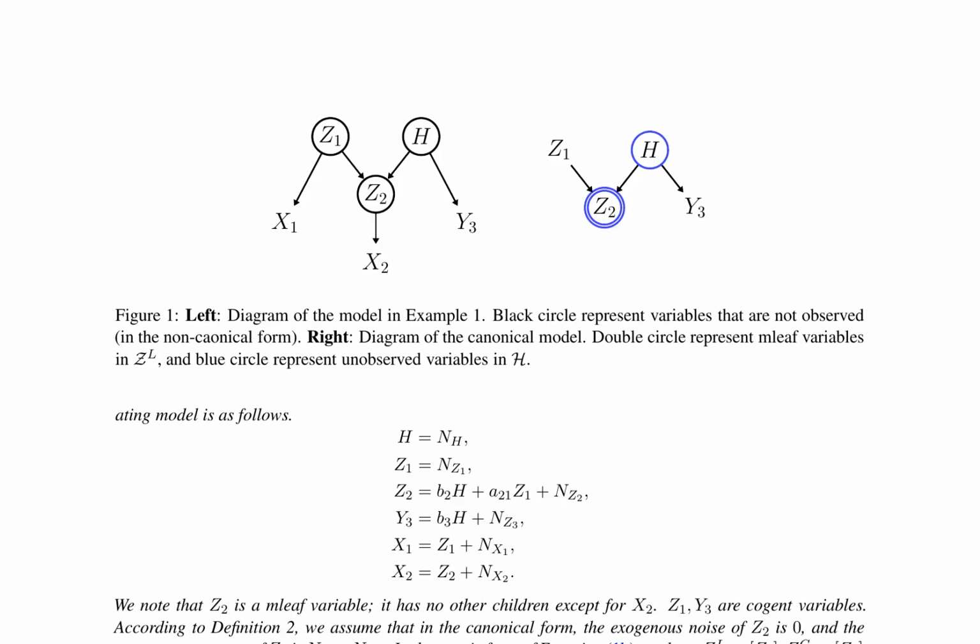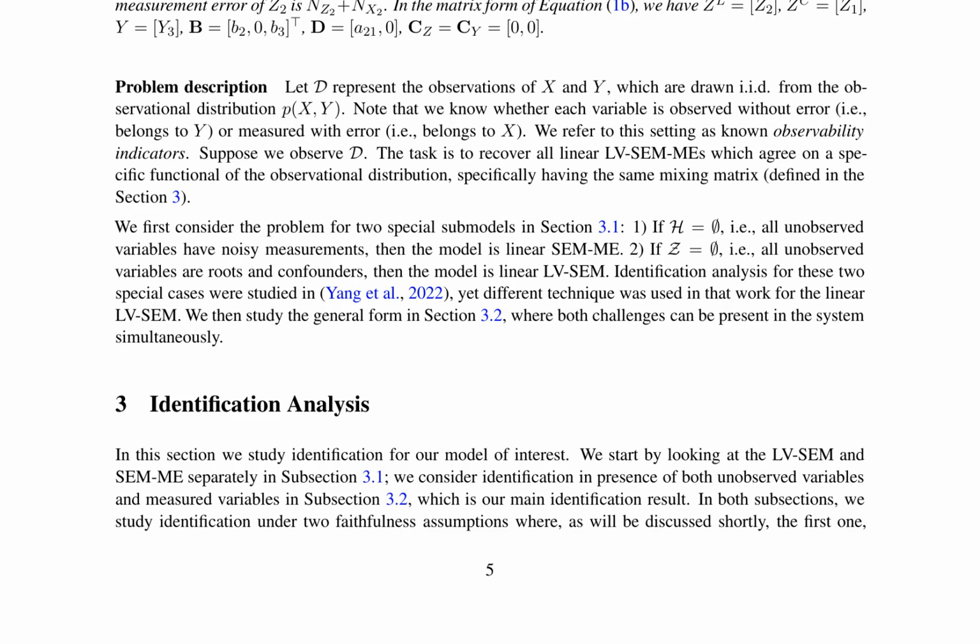In this research paper, the authors explore the problem of identifying linear latent variable structural equation models with measurement errors, LV-SEM-ME, using observational data. The LV-SEM-ME model combines both unobserved variables and measured variables, which presents a unique challenge in terms of identification analysis. The authors first considered two special submodels: the linear structural equation model with measurement errors, SEM-ME, and the linear latent variable structural equation model, LV-SEM. They then extend their analysis to the general form of LV-SEM-ME, which includes both unobserved variables and measured variables.